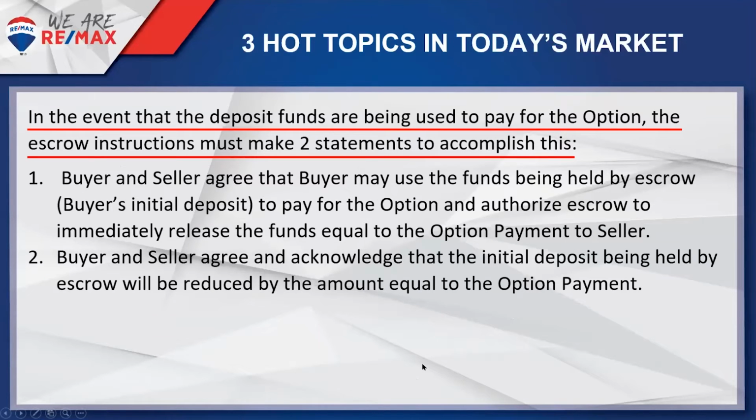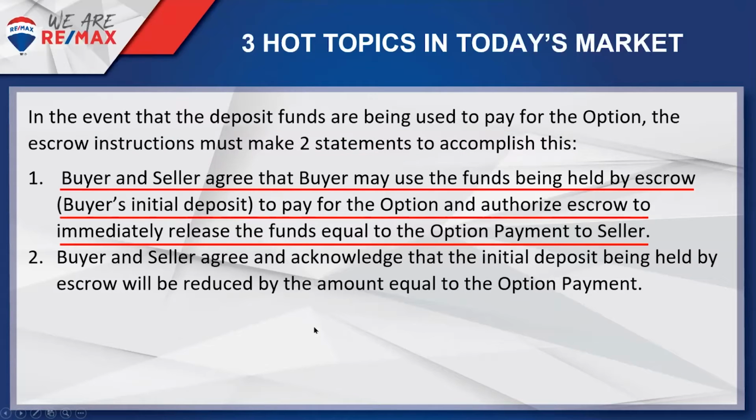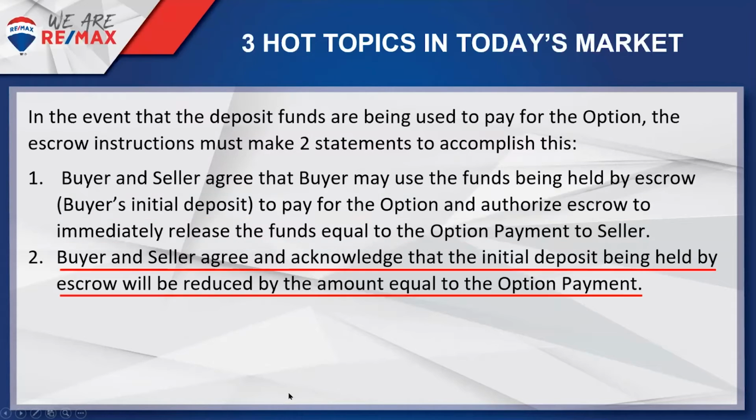Okay. Now, in the event the deposit funds are being used to pay for the option, again, that's the more common, the escrow instruction should make the next two statements in one way or another. The buyer and the seller agree the buyer may use the funds being held in escrow to pay for the option and authorize escrow to immediately release the funds. See, not the deposit. Immediately release the funds equal to the option payment to the seller. That's so critical. And then the buyer and the seller agree and acknowledge that the initial deposit is being reduced by the amount equal to the option payment.